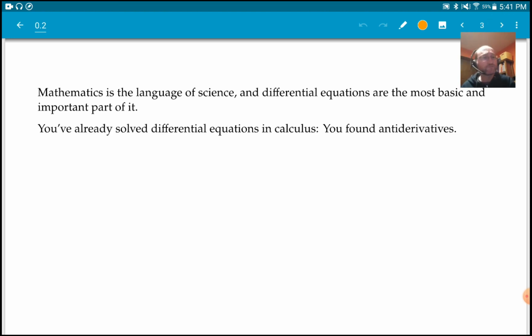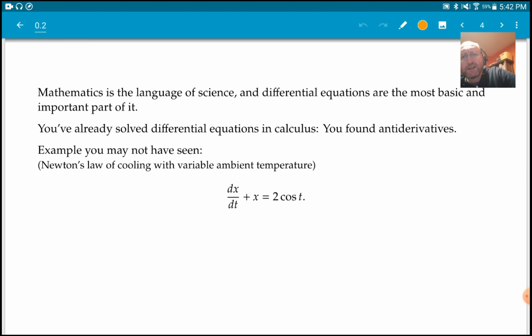You've really already seen and solved differential equations in calculus. You found antiderivatives, and that's a lot of what calculus was. So it is not really new. It's just a little bit more complicated, what we're going to look at. It's essentially a continuation of calculus. So an example that you may not have seen in calculus might look something like this.